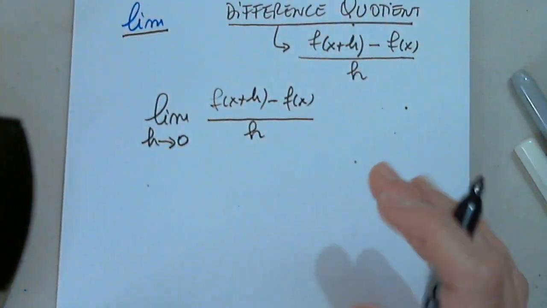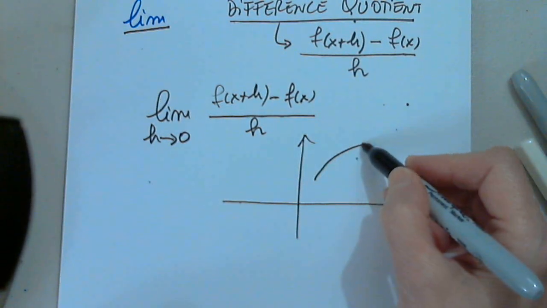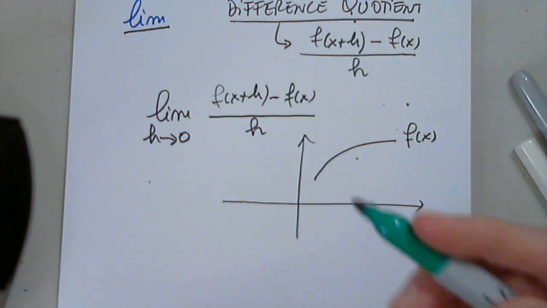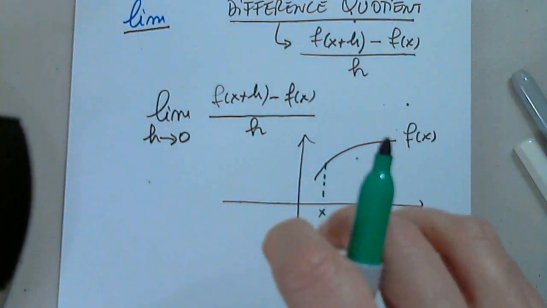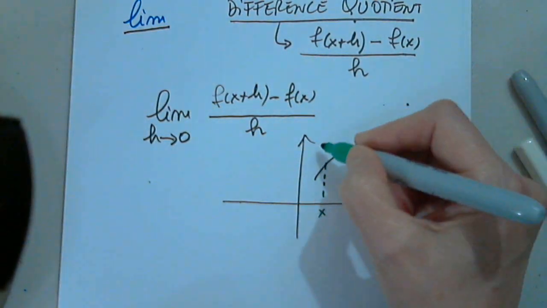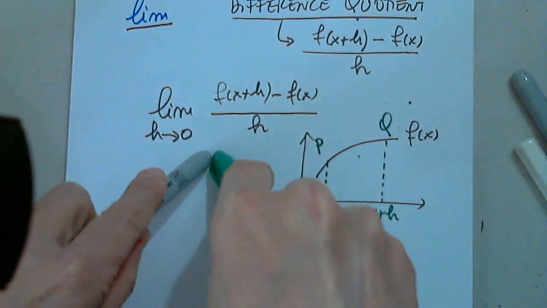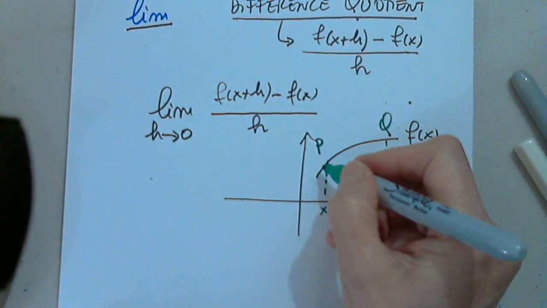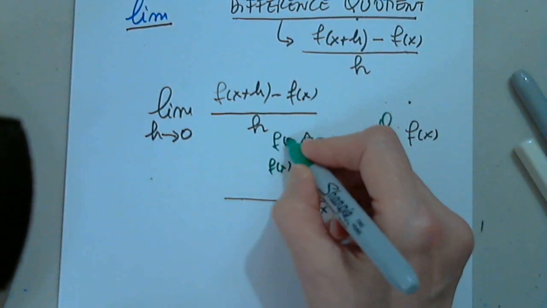Okay, if you remember when we first discussed the difference quotient, this is what we did. So this was the function, and we had here x. Very close, we had x plus h, but I zoomed in because I can't explain if I don't have some room in there. This was our P, this was our Q. They were very, very close to each other, not the same point. Then we said that this is f of x, and this was f of x plus h.